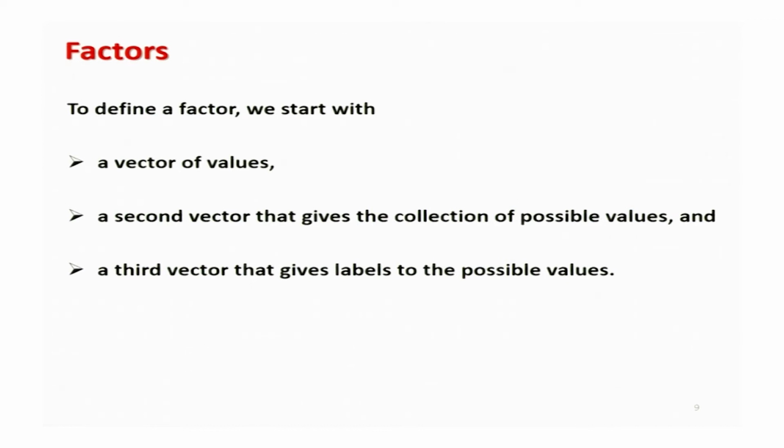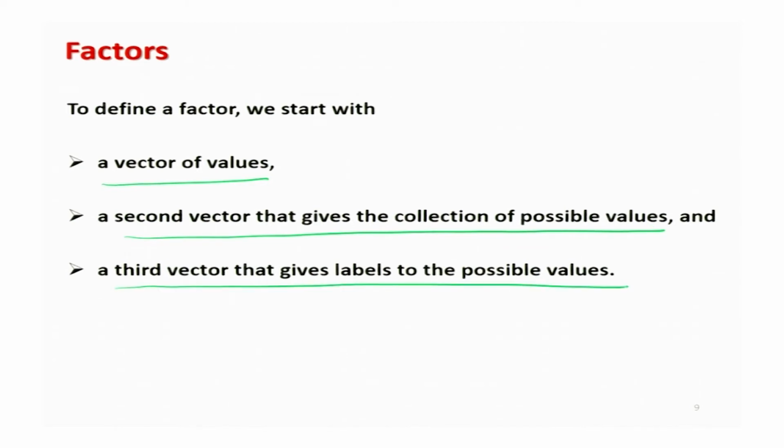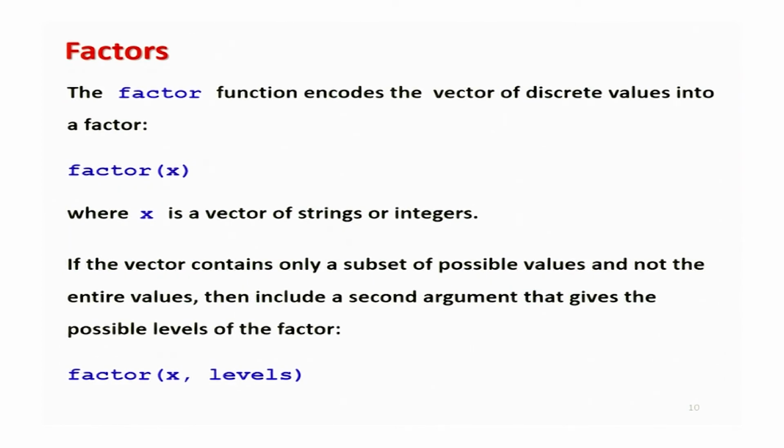So now the question is how to define factors in the R software. To define it, we start with a vector of values, and then we define a second vector that gives the collection of possible values, and then a third vector that gives the labels to the possible values, right. In order to do it, we have a command here, factor, F-A-C-T-O-R. This is a function that encodes the vector of discrete values into a factor, right. So if you have a data vector, a vector of strings or integers, and you write factor x, then it will be done. The command is F-A-C-T-O-R, and inside the parentheses you write x.